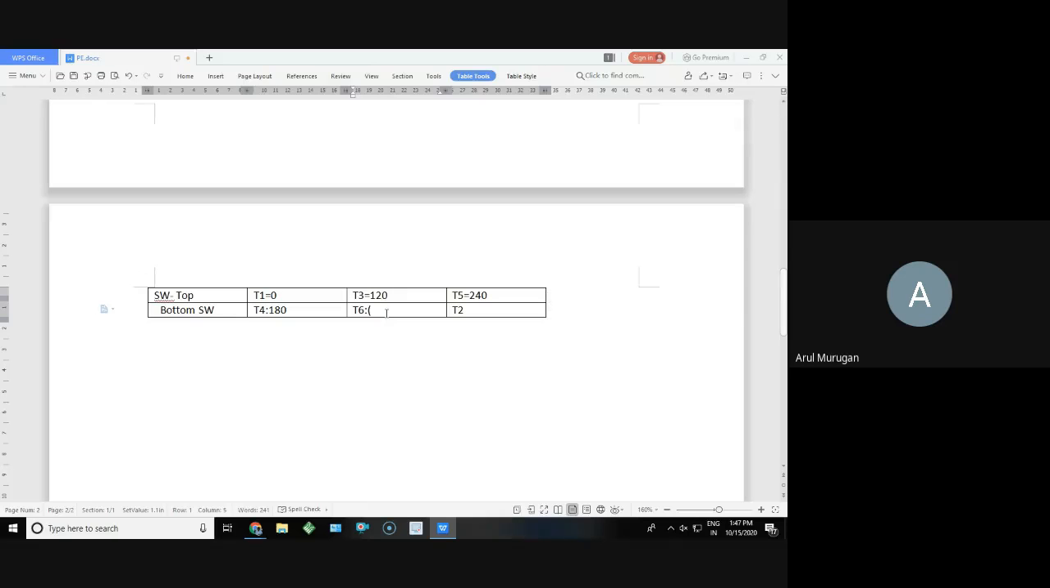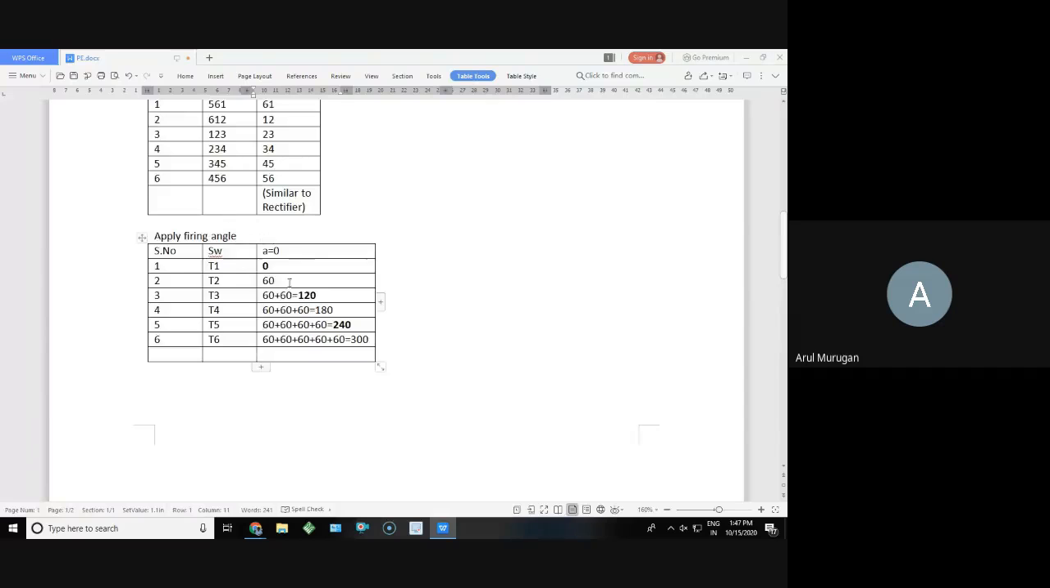So, to make it simple to understand, I will write 120 plus 180. Then here I will make it 240, so I will write 240 plus 180. What about the first one? Here it is 0, so 0 plus 180. So this is the bottom of the switch angles. So both also have the same value.